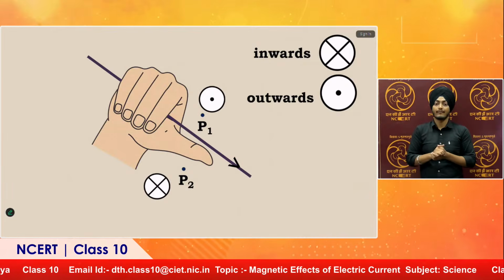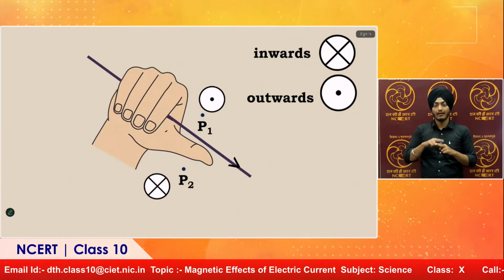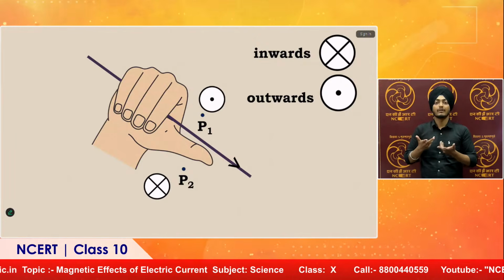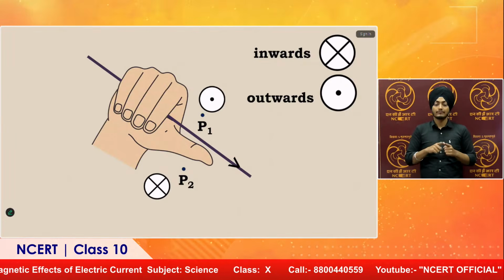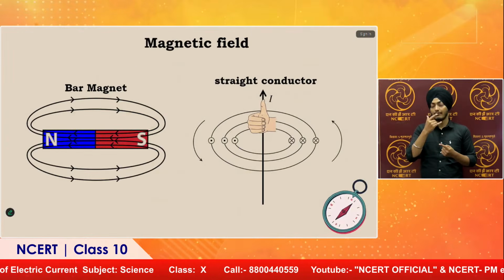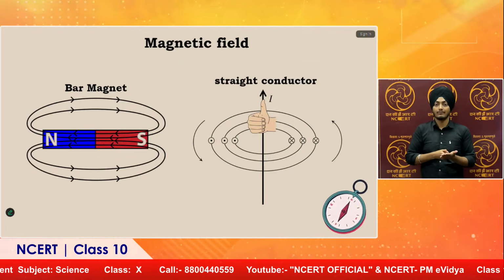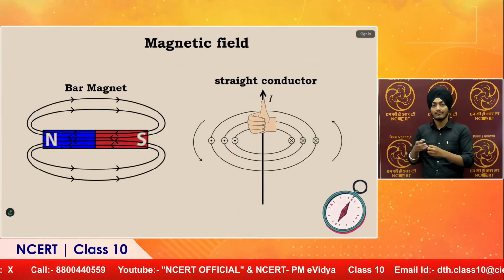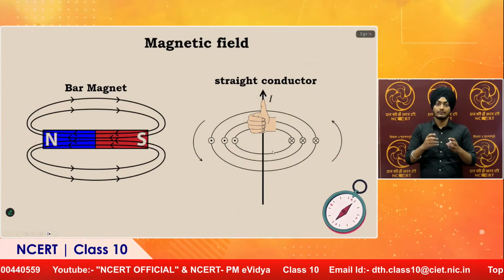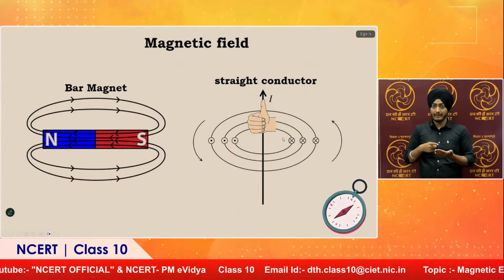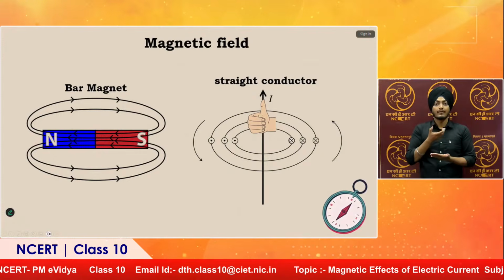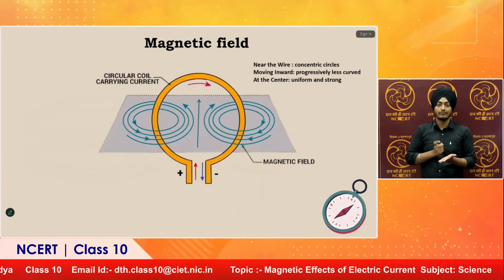So in an examination or some other places, if somebody asks what is the direction of the magnetic field in any curve or any shape, if it is a straight conductor carrying current, then the direction can be found using this method. So this is the comparison between a bar magnet and a straight conductor. For a bar magnet, the magnetic field starts at the north pole and ends at the south pole, but in a straight conductor, the magnetic field is in concentric circles, and the direction of the magnetic field we can find out using the thumb rule.